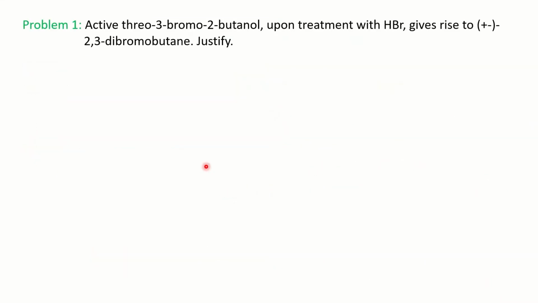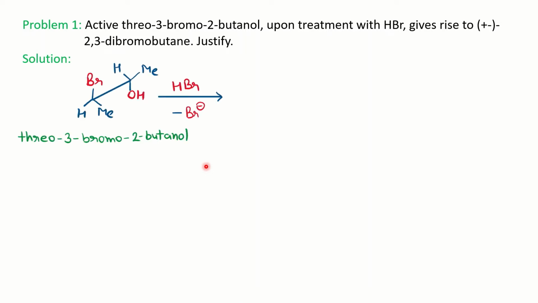Okay, so let's start. Let's say you have a problem: optically active 3-bromo-2-butanol, which you are treating with HBr, gives you racemic dibromobutane. So we have to justify it. For that you should know how to draw 3-bromo-2-butanol. Butanol means it has a 4 carbon chain, 1, 2, 3, 4. You can see 4 carbons are there, at the 3 position you have a bromine, and at the 2 position you have an OH group. The 'ol' is for the OH group, right?